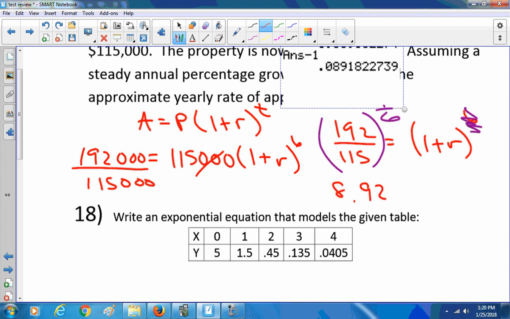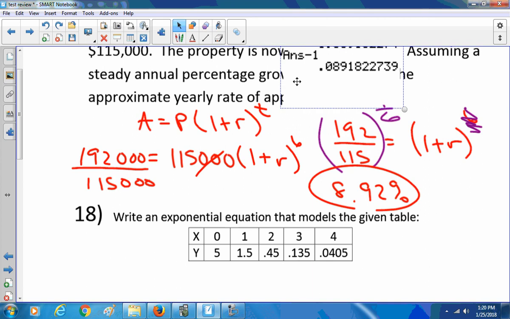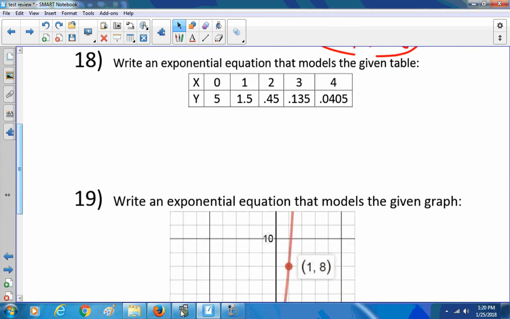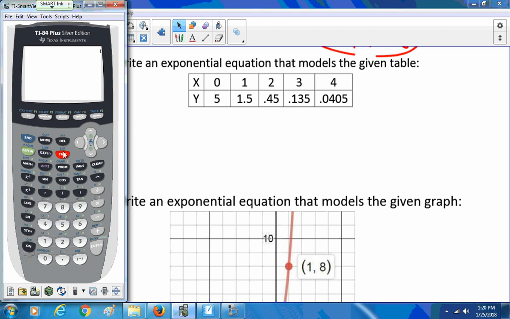So 8.92%. Write an exponential model of that given table. Remember, don't use any crazy decimals. Stat. Edit. I'm just going to use the first 3. 0, 1, 2, 5, 1.5, 0.45.